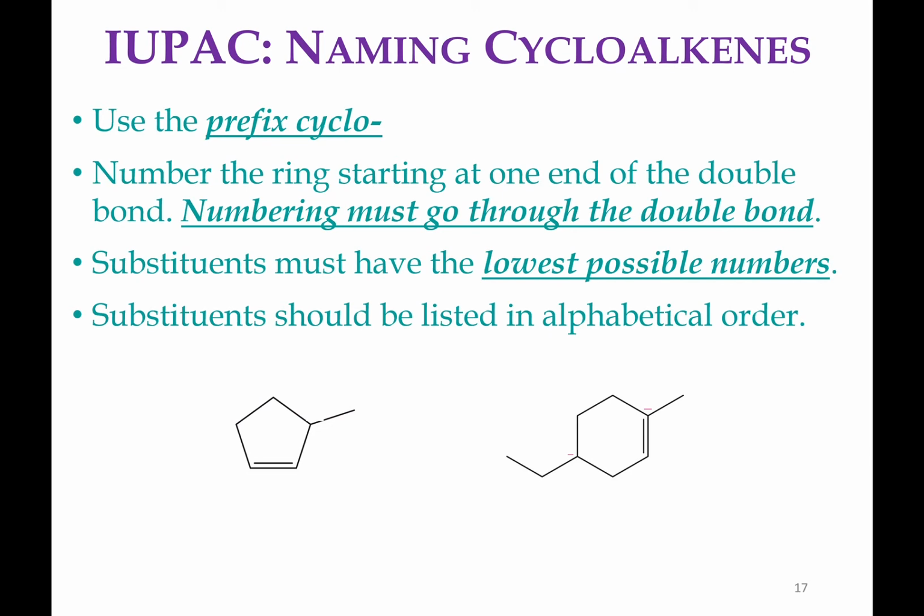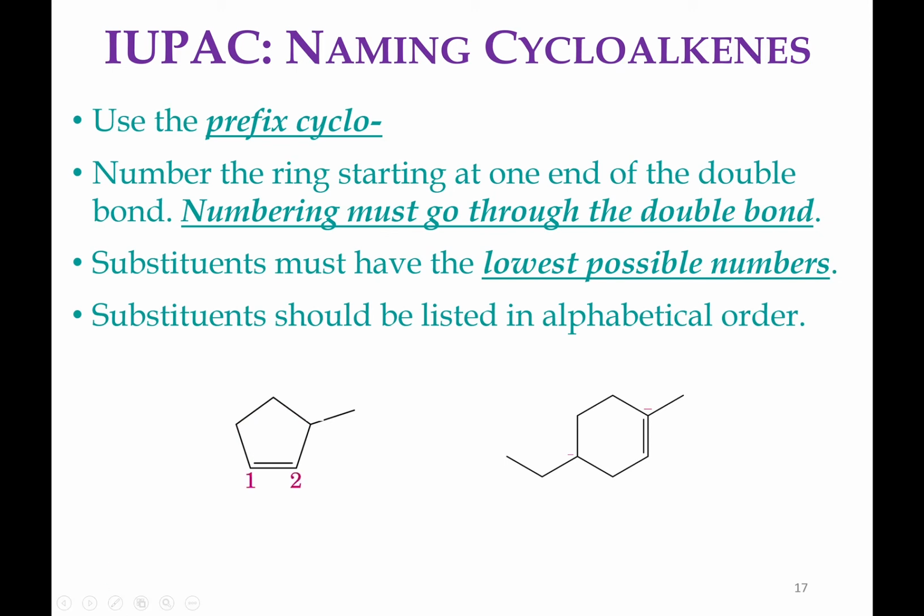Now, if there's cyclo, we're going to follow the same rules that we followed for cycloalkanes. So if we have a cyclo group, we're going to use the prefix cyclo, just like we did before. We're going to number the ring starting at one end of the double bond and numbering through the double bond. So 1, 2, or 1, 2. We have to go through the double bond with those numbers. Then you're going to give the substituent the lowest number possible. So in this case, we're going to number 1, 2, 3, because our substituent would have a 3 then, rather than a 1, 2, 3, 4, 5. So we want this to have the lowest possible number.